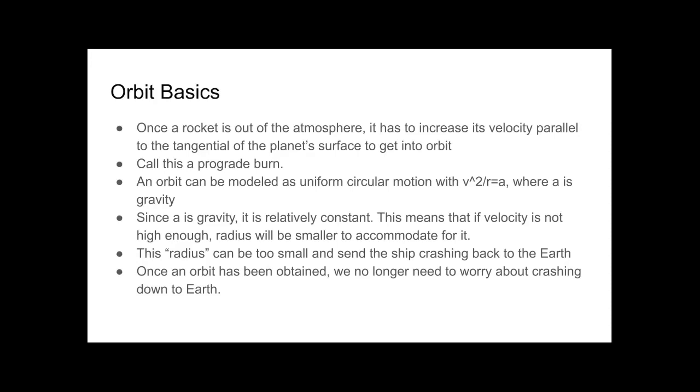So an orbit can be modeled as uniform circular motion, as we learned earlier in the year, as v squared over r equals a, where a is gravity. Because a is gravity, it is going to be considered relatively constant. This means that if velocity is not high enough, the radius will have to be smaller to accommodate for it. And then it follows that if the velocity is not high enough, the radius will be too small and send the ship crashing back to the Earth. However, once an orbit has been attained, we no longer need to worry about crashing down to Earth because we are falling at the same rate that we are moving around the Earth.